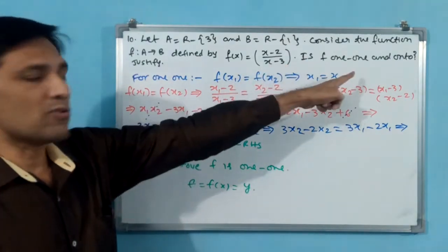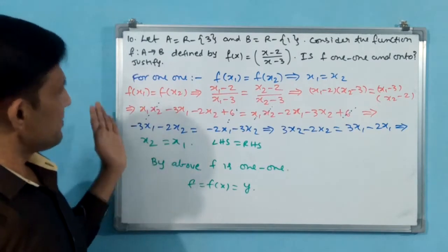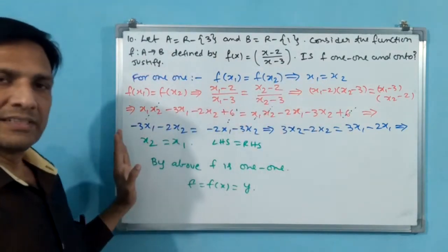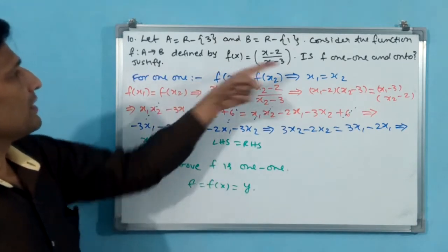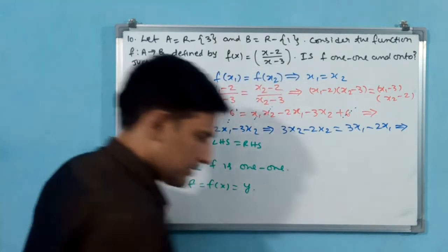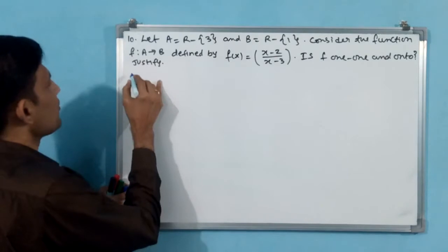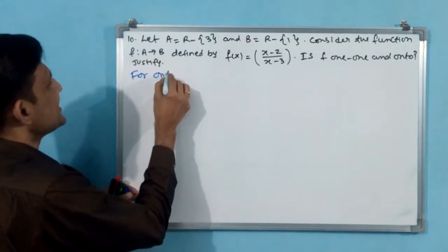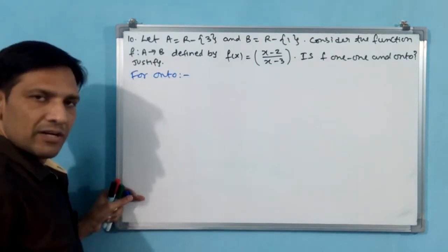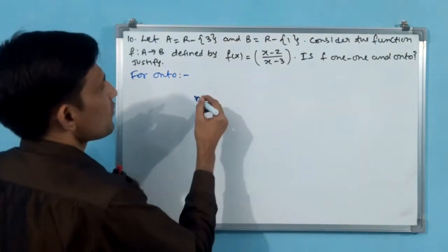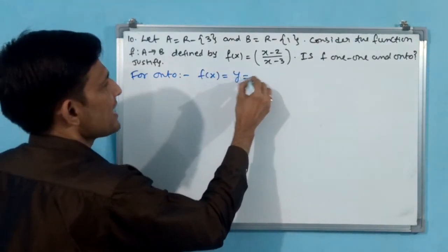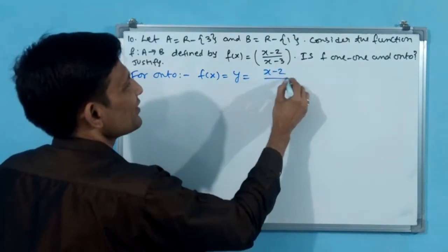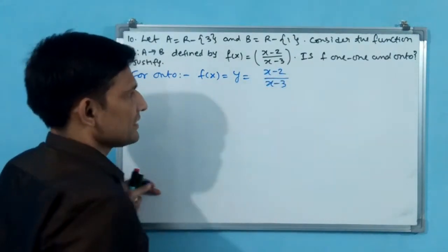Why? Because one-one and onto is asked. Justify means whatever you are doing, this is justification. Okay, now we go for onto also. For onto, what we have to do? Say f of x is equal to y is equal to x minus 2 by x minus 3.